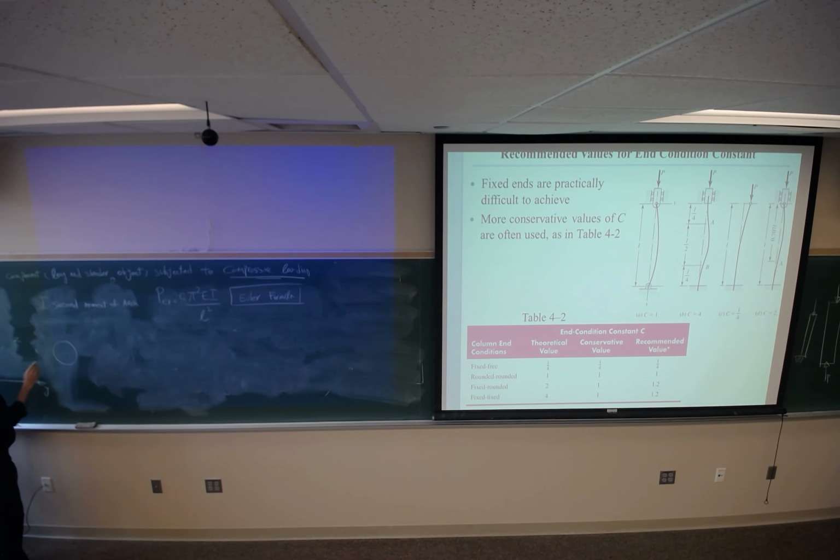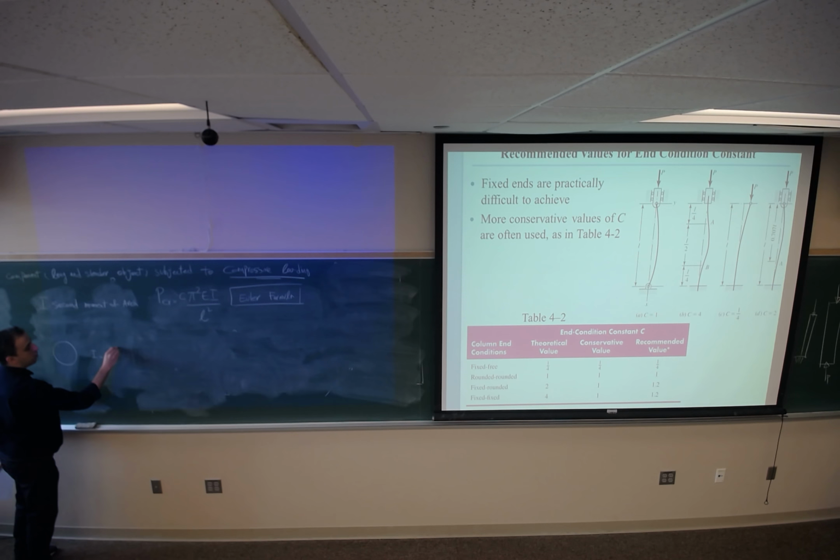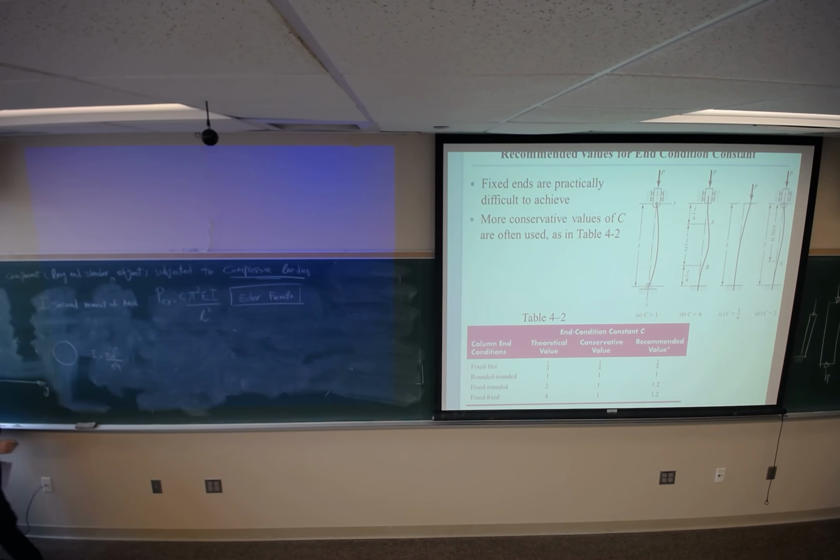So if we have a circular cross section for a column, and I ask you what would be the I, it would be pi d power 4 divided by 64. Ix equals Iy. For a circular cross section, the second moment of area with respect to x and y are equal to each other, and it's going to be pi times d power 4 divided by 64.